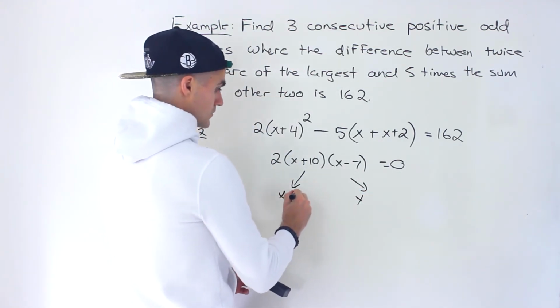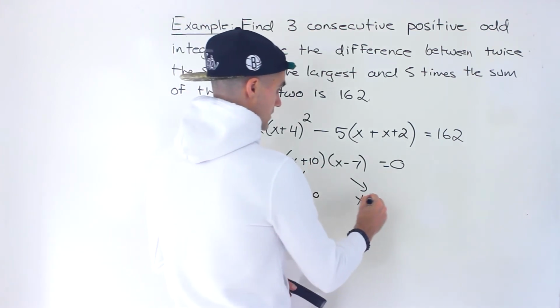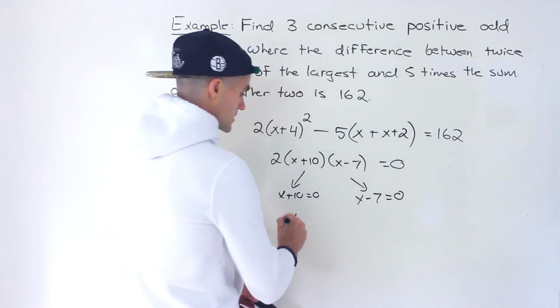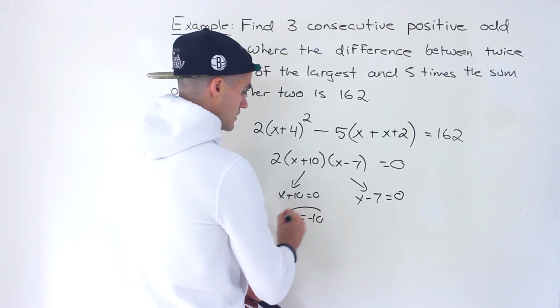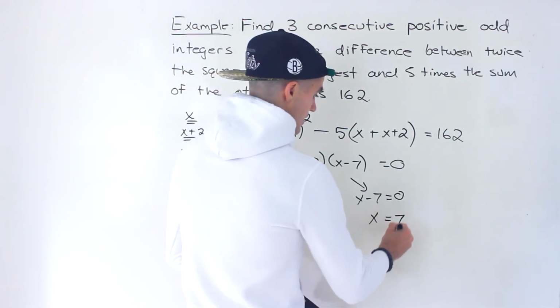So x plus 10 equals 0. When does x plus 10 equal 0? When does x minus 7 equal 0? Well, this is going to happen when x is negative 10. This is going to happen when x is 7.